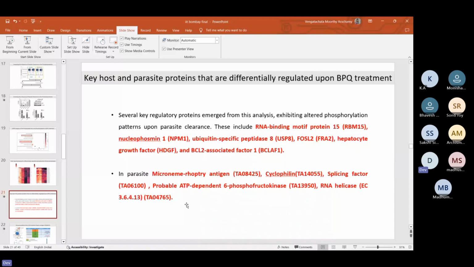TA08425. Cyclophilins, again, important molecules. Splicing factor, important for transcription and translation. And some of the key glycolysis molecules, which are differentially phosphorylated, or the phosphoproteins are getting dephosphorylated on parasite clearance.